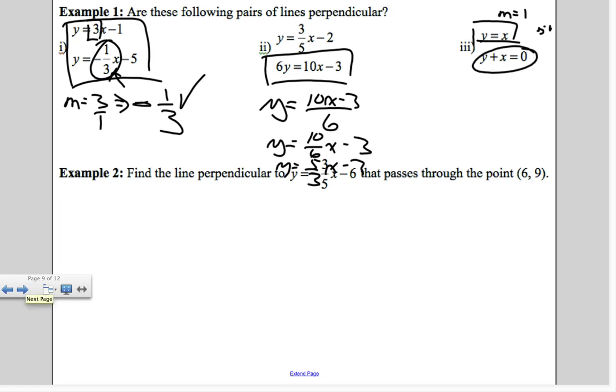Here, is this in slope intercept form? No, we need to isolate for y. So here we're going to subtract x from both sides. We get y is equal to minus x. What's the slope of this equation? -1. Sorry, -1 is the negative reciprocal of 1.